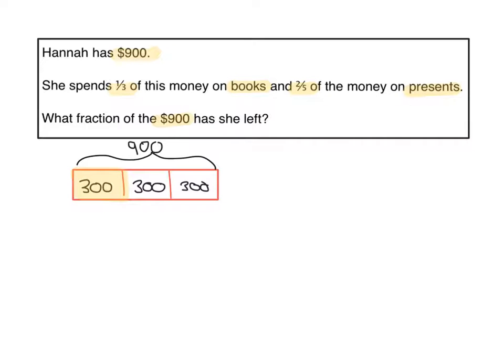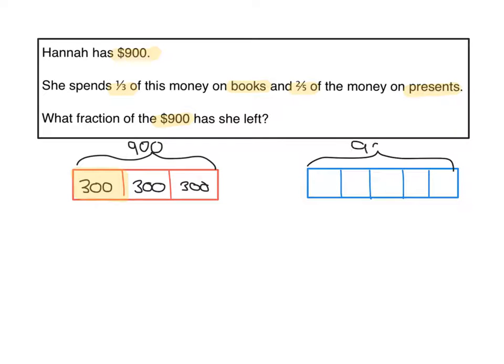So here's my bar for the presents. And she wants to split this into 5ths. And it's of the original amount of money. So again, this whole bar represents that $900 that she started with. If I want to find 1/5, I need to split it into 5, so 900 divided by 5.